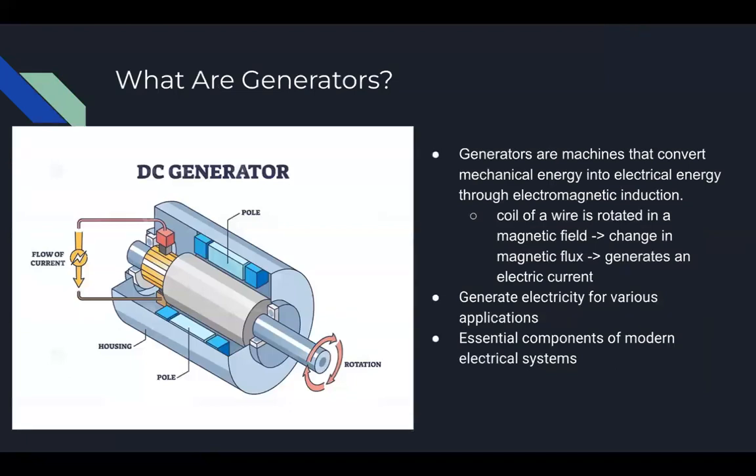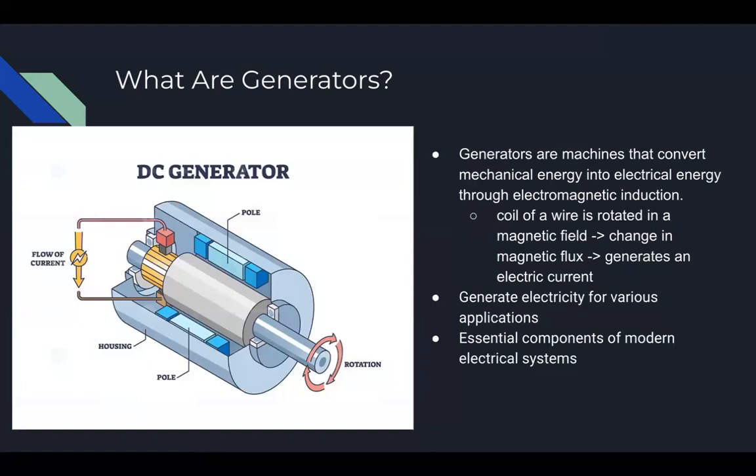So we'll begin by talking about what generators are. Generators are machines that essentially convert mechanical energy into electrical energy through electromagnetic induction. We're going to talk more about the principles that allow for this electromagnetic induction later on, but I wanted to do just a general overview: a coil of wire is rotated in a magnetic field, which causes a change in magnetic flux and in turn generates an electric current. This is used to generate electricity for various applications.